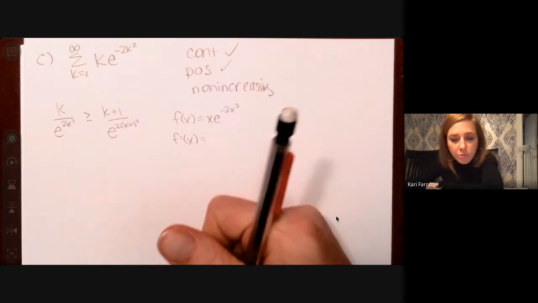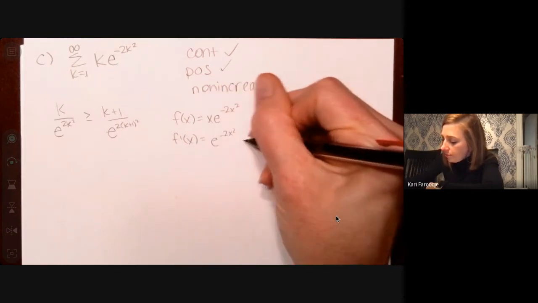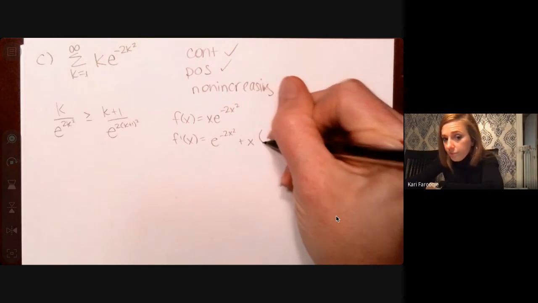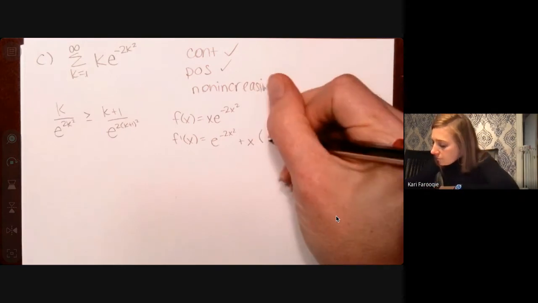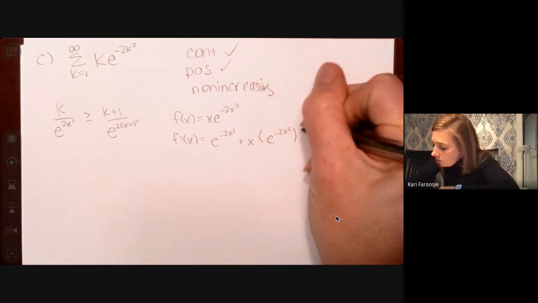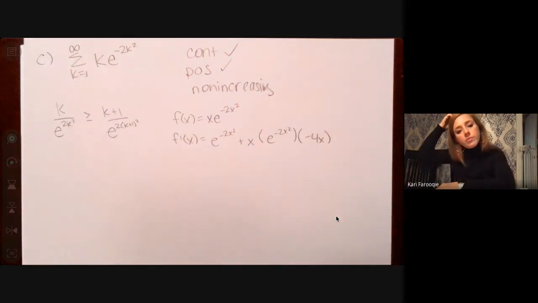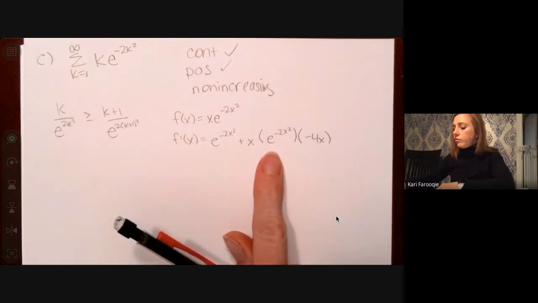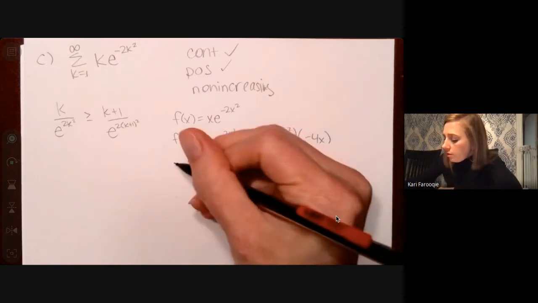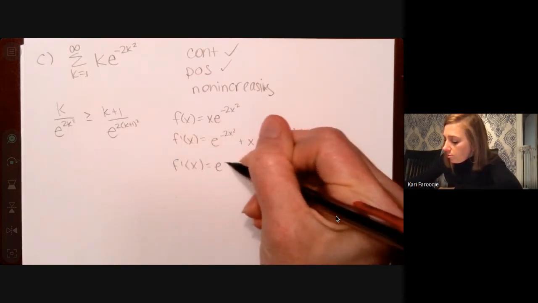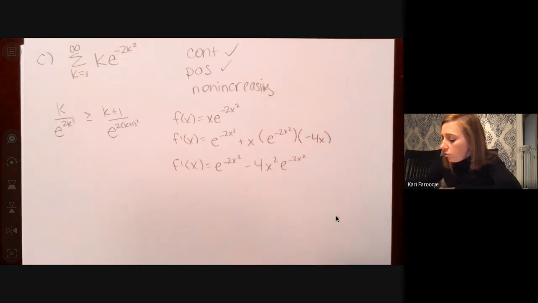F prime g plus f g prime. F prime is 1 times g, plus f, and then g prime. The derivative of e to the u is e to the u du dx. So e to the negative 2x squared, and the derivative of negative 2x squared is negative 4x. So f prime g plus f g prime. And then we'll simplify that out a little bit and get some values here for the critical numbers. So minus 4x squared e to the negative 2x squared.